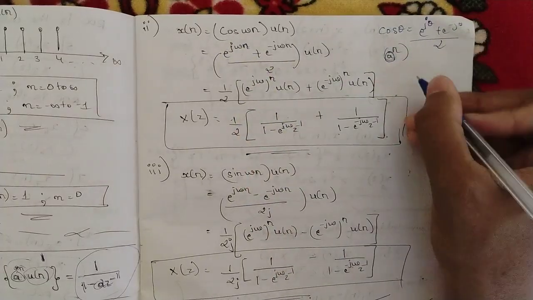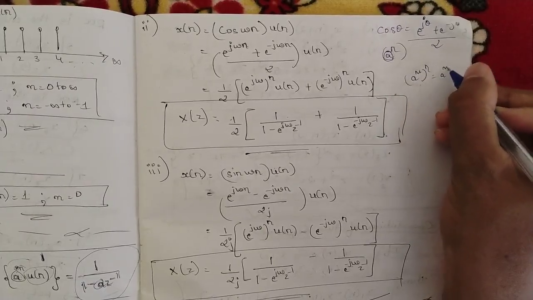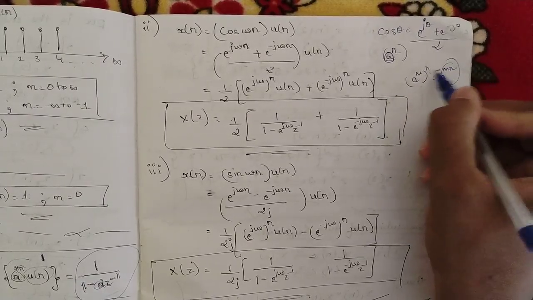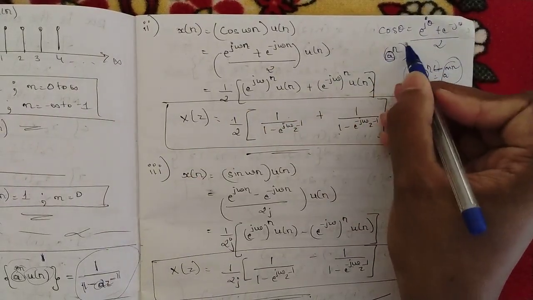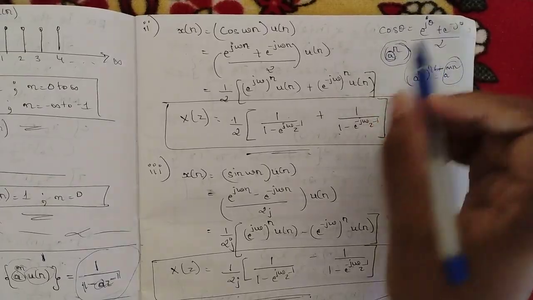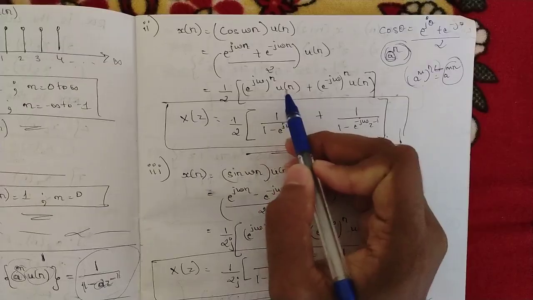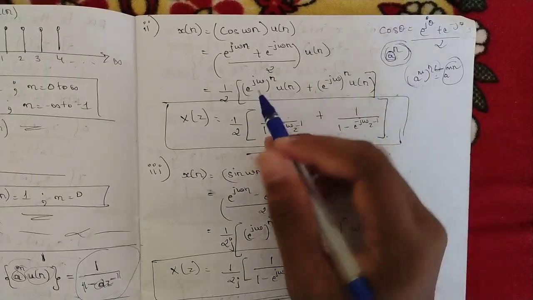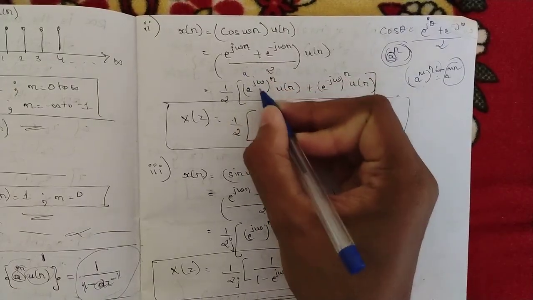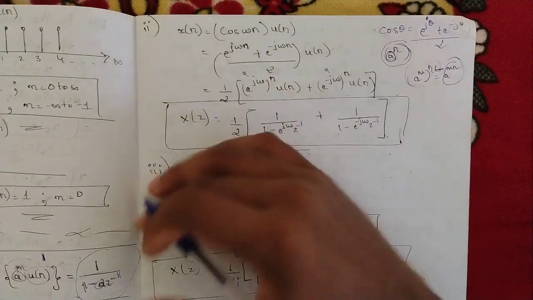Since we have used this identity, a power m whole power n is equal to a power mn, we have converted to this form in this equation, since we need to write in the standard form a power n. So half into e power j omega whole power n into u of n plus e power minus j omega whole power n into u of n. Again, now in place of a we have e power j omega, and here we have e power minus j omega. Now convert it to z domain.